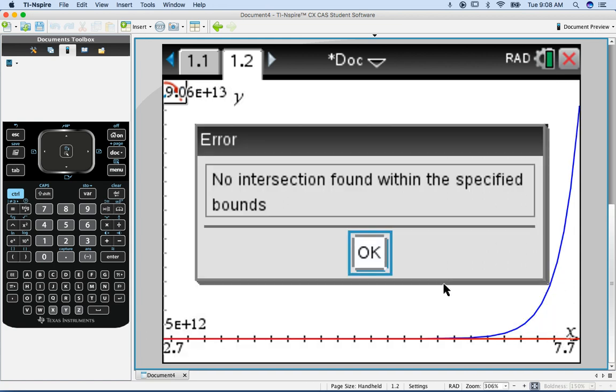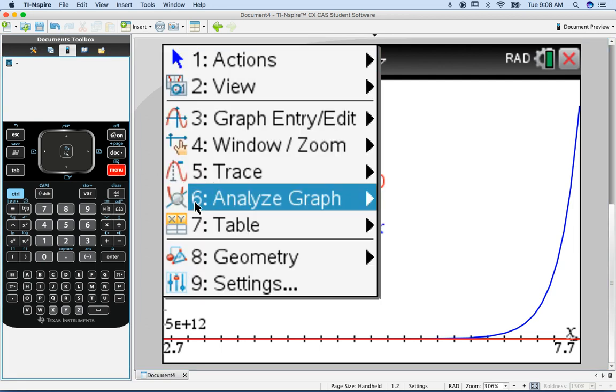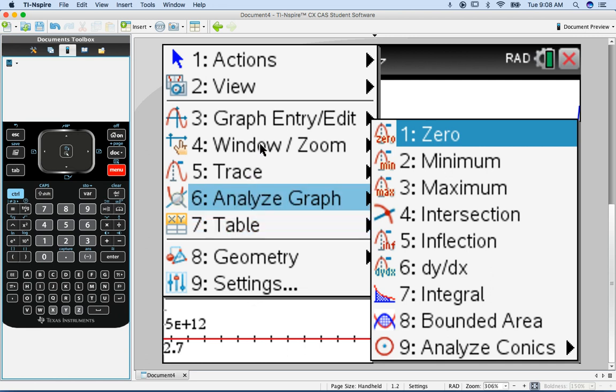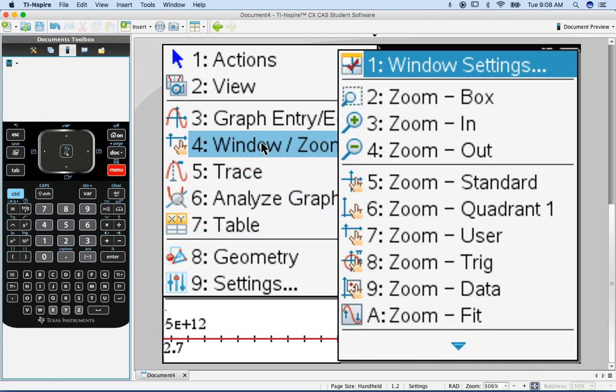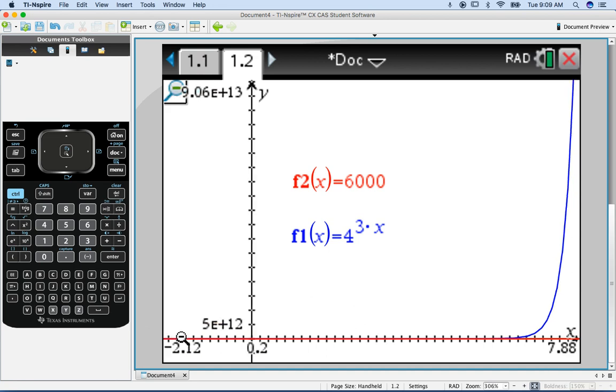And you see no intersection popped up, okay? So what we could do is assume that it's going to be further to the left. So I'm going to zoom out just a little bit, way over here, okay? And it could possibly, remember, a big pivotal point of our graphs, okay?